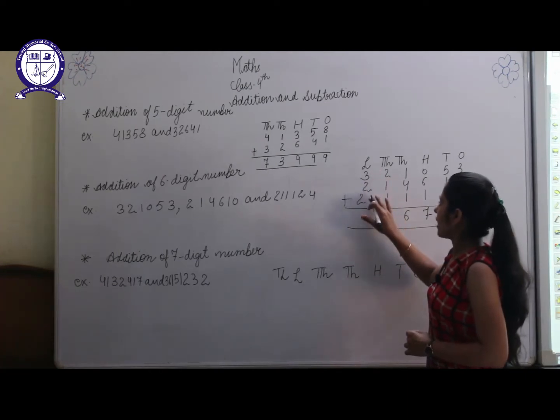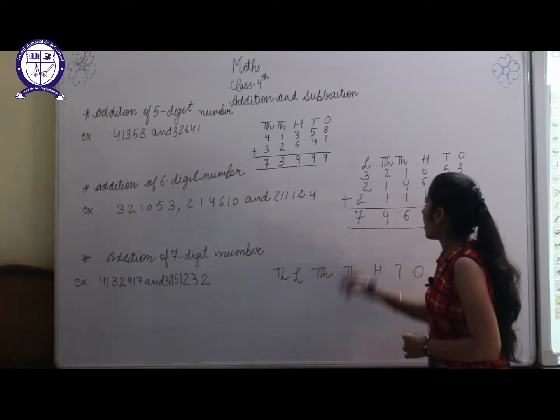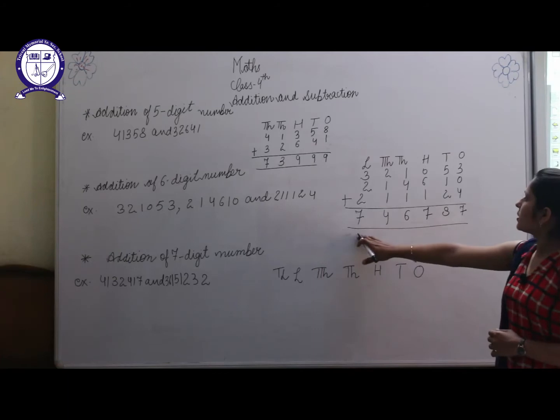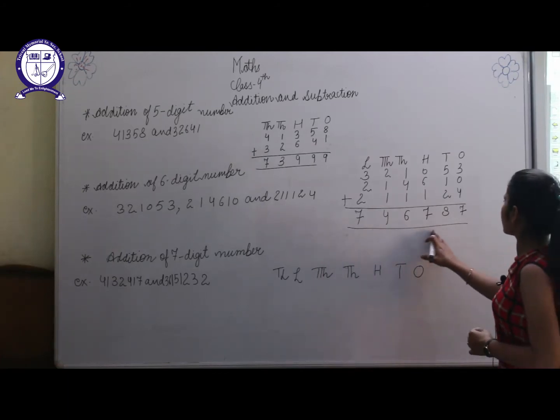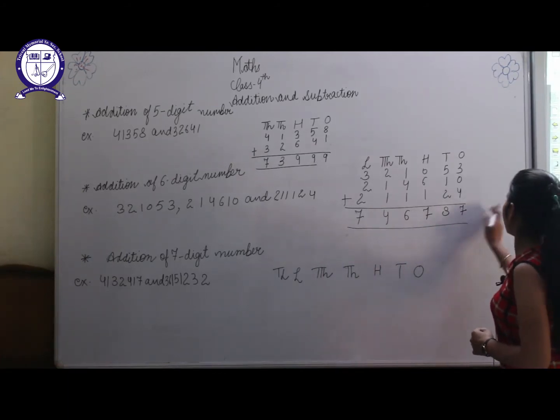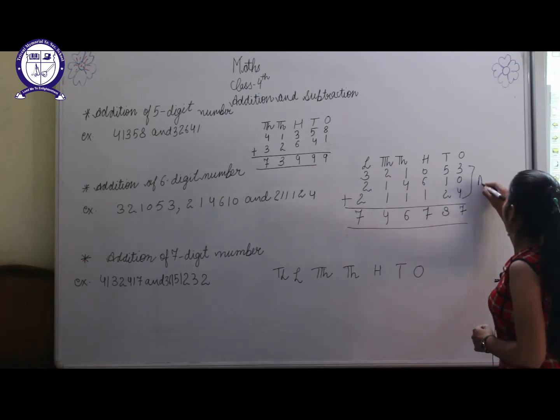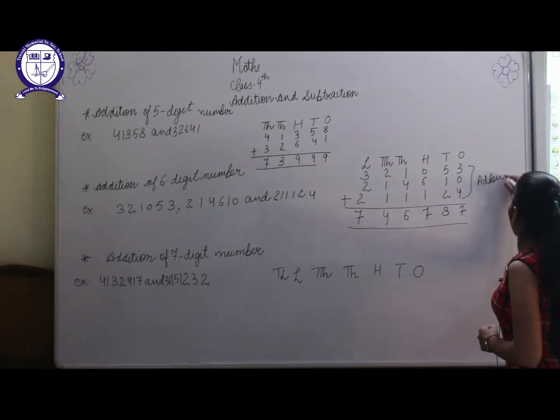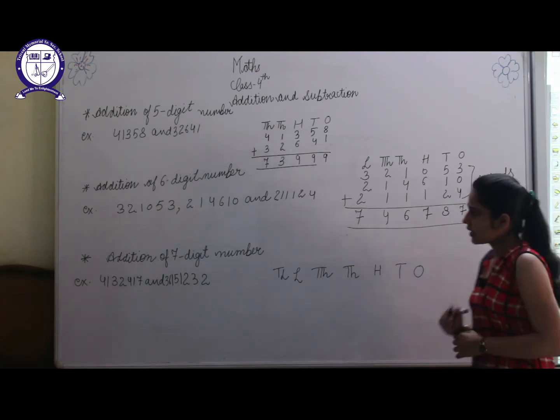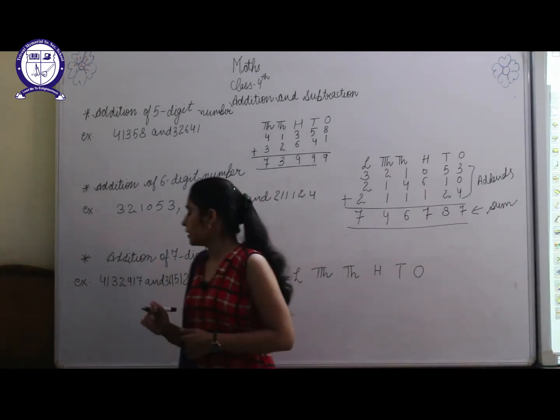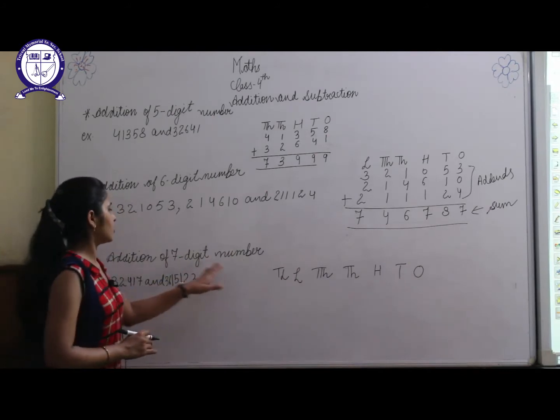3 plus 2, 5. 5 plus 2, 7. So after adding, we got 7,46,787. So these are representing a 10 student, and the answer we got is the sum. Now we are moving ahead, that is addition of 7-digit numbers.